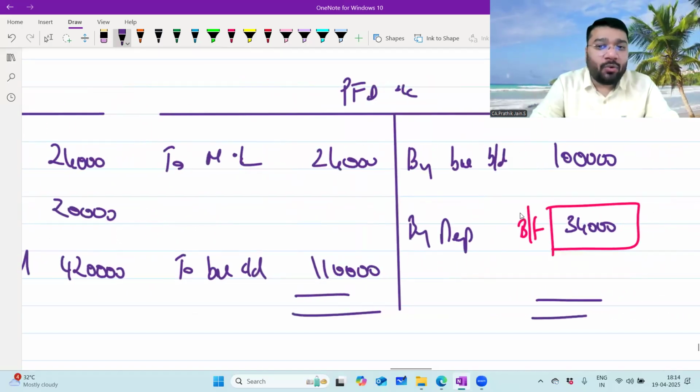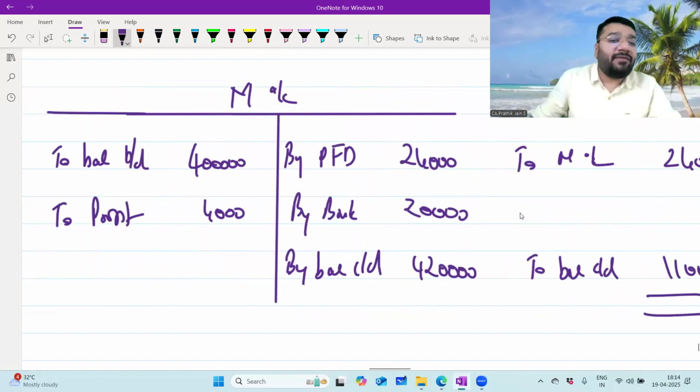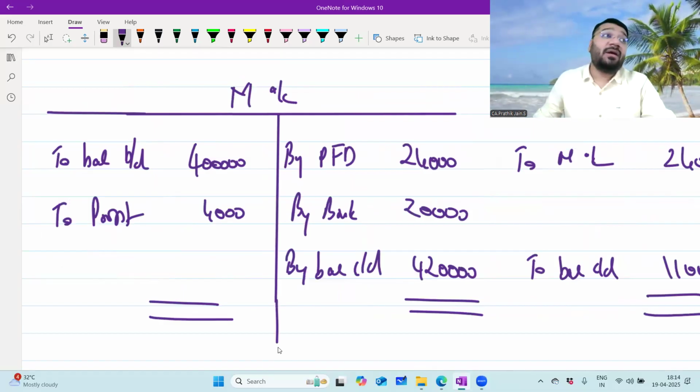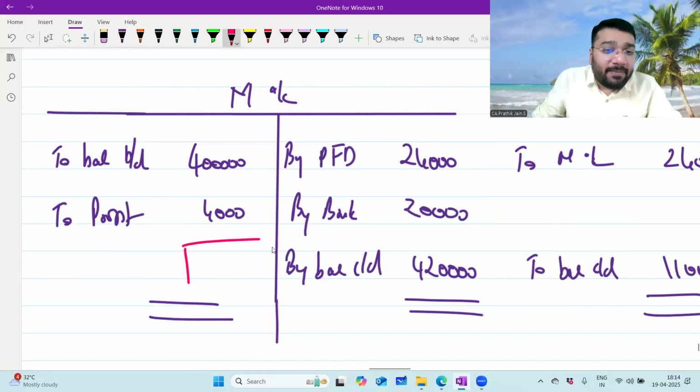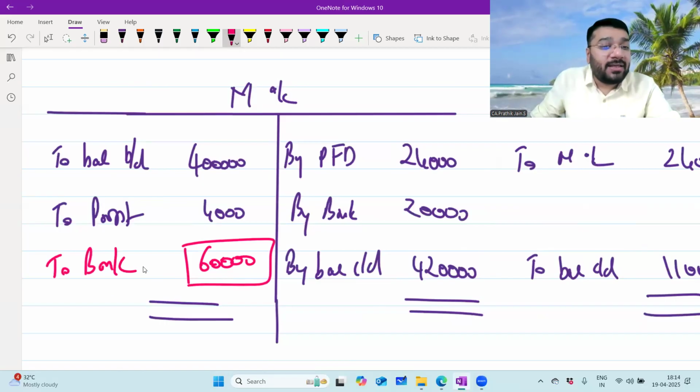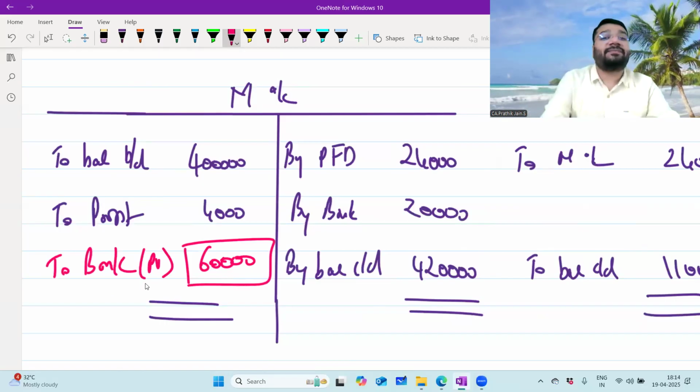Your PFD ledger is over. Machinery ledger: if it is tallying automatically, then there is no other transaction in the machinery account. But if the machinery account is not tallying, then it means something else is also there. What is it? Purchase of machinery. The balance coming here is 60,000. This is nothing but further purchase of the asset. So to bank, 60,000 is the purchase value of the asset.